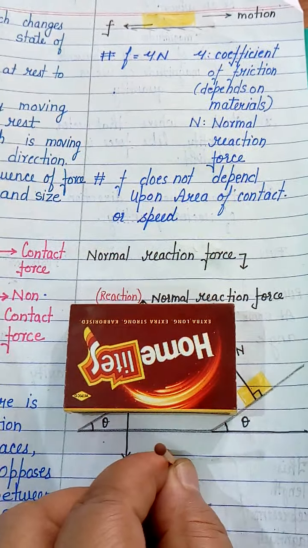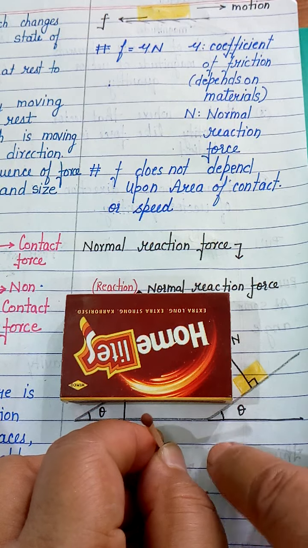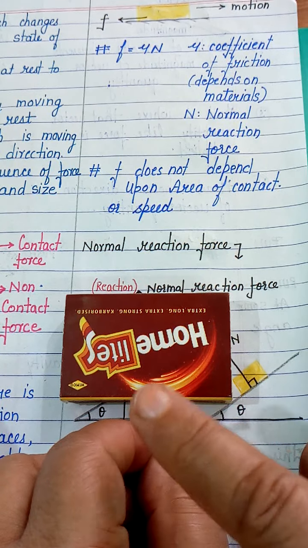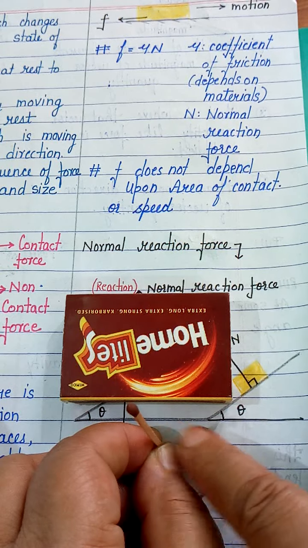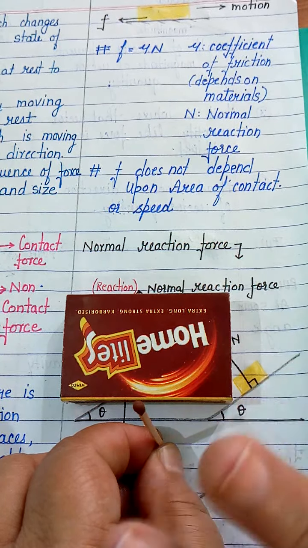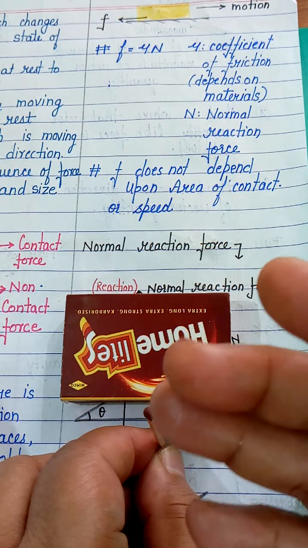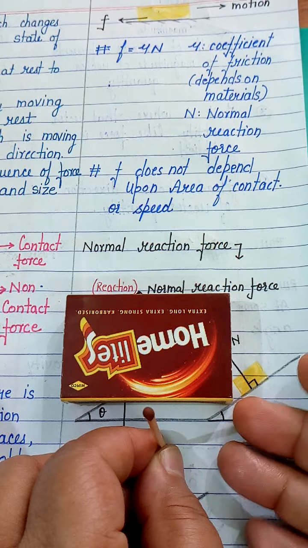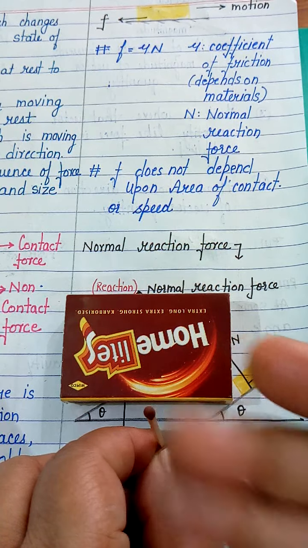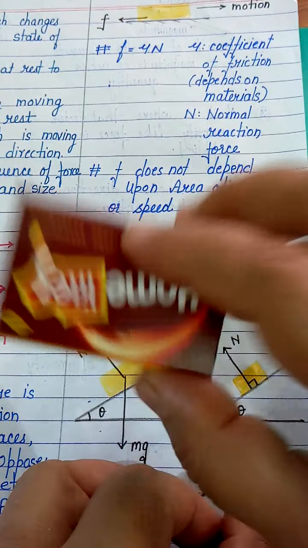Perpendicular to the surface. Which surface? The surface which is exerting this reaction force. The table is exerting this reaction force, so this reaction force is at 90 degrees from the table. So this is not only a reaction force, this is a normal reaction force, because this force is normal to the surface which is exerting this force. The same thing I will explain with the help of a diagram.